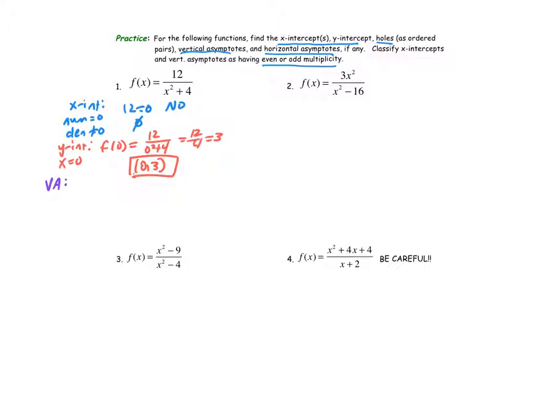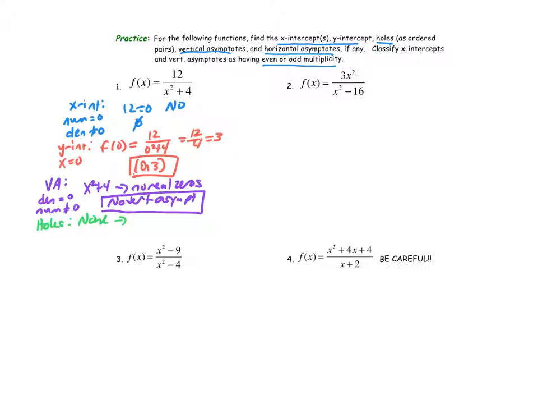Next, let's look at vertical asymptotes. So we'll have vertical asymptotes at values that make the denominator 0, but the numerator not equal to 0, or more explicitly, we want factors that we cannot cancel out from the denominator. In this case, x squared plus 4 is the denominator that has no real zeros. So we have no vertical asymptotes. And holes occur at common factors between the numerator and the denominator. So we have none. There are no common factors here.